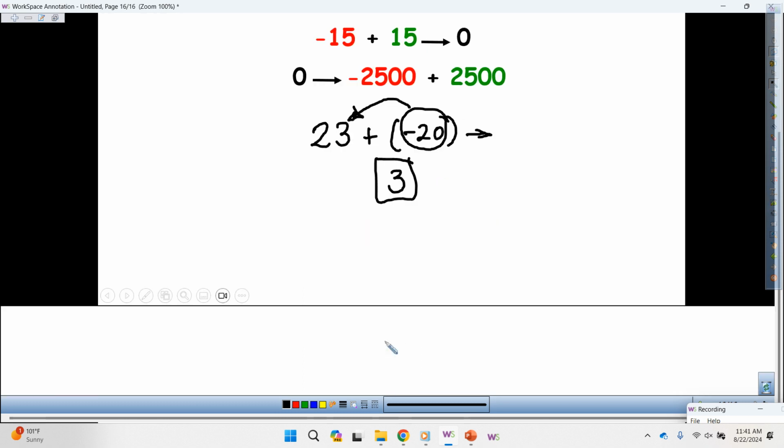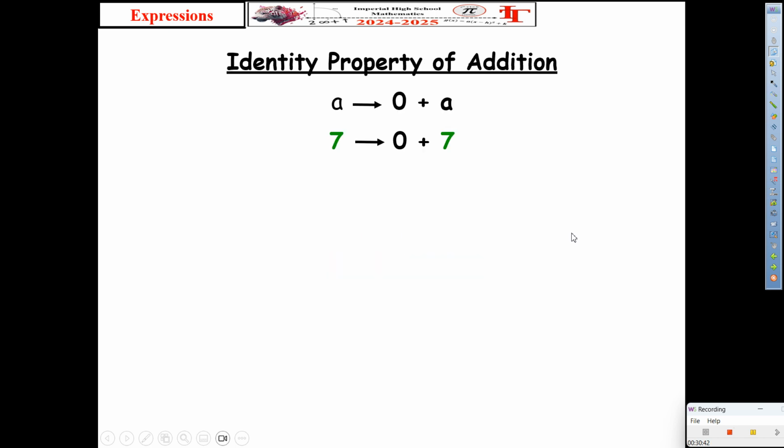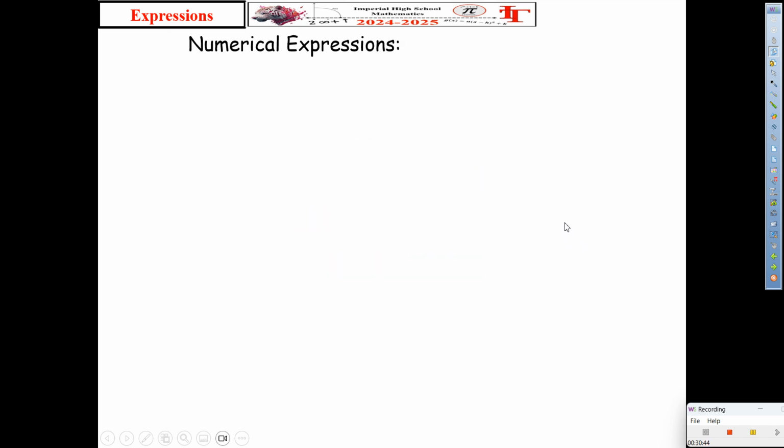On the same token, if I was to give you 30 plus negative 35, same idea. Go with the smallest number. Don't worry about the sign. Smallest number is this one. Can 30 of these cancel 30 of those? Yes, and that leaves us with what? Negative 5. And so on and so forth. And what property am I using there aside from just the zero pairs? This next one is the identity property, which is what I just showed you. All that is coming into play. Now, we still haven't gone to algebraic expressions, but let me explain numerical expressions. Look up.